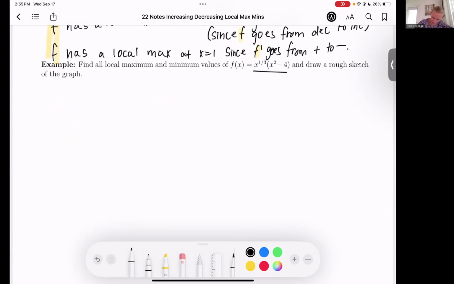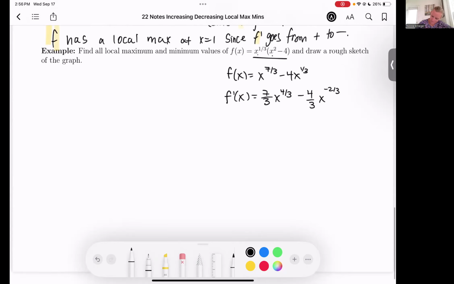I'm going to go ahead and distribute so that I don't have to use the product rule. So if I do x to the 1/3 times x squared, I have to add 2 plus 1/3. That's going to give me x to the 7/3 minus 4x to the 1/3. Now I can take the derivative. I get 7/3 x to the 4/3 minus 4/3 x to the -2/3. And life just got messy here.